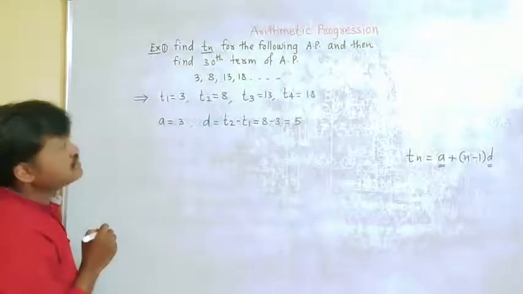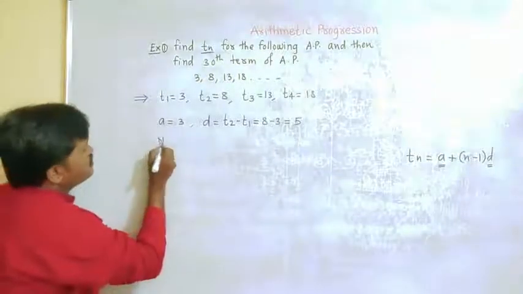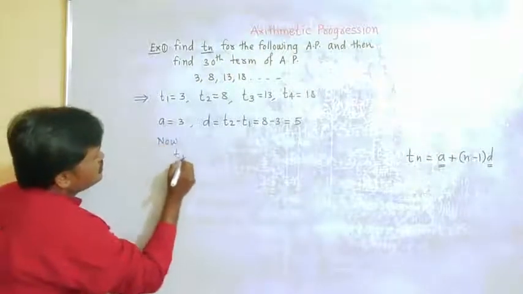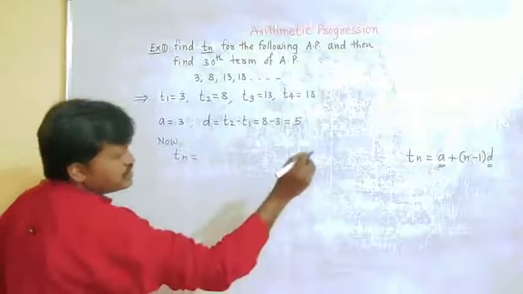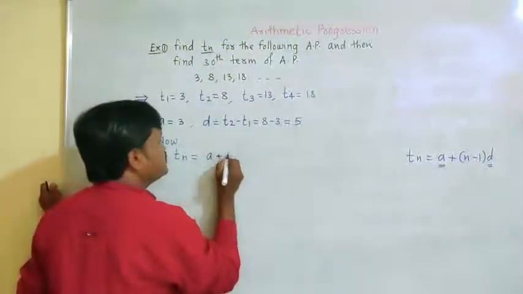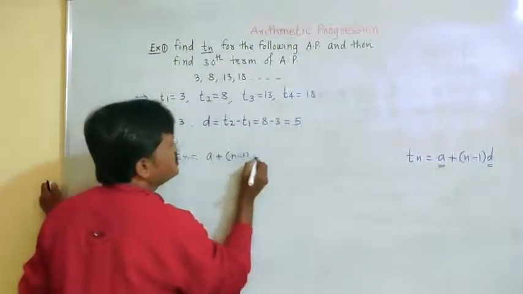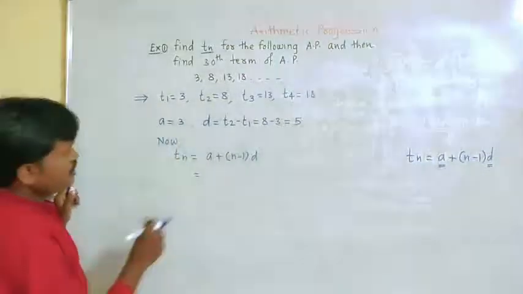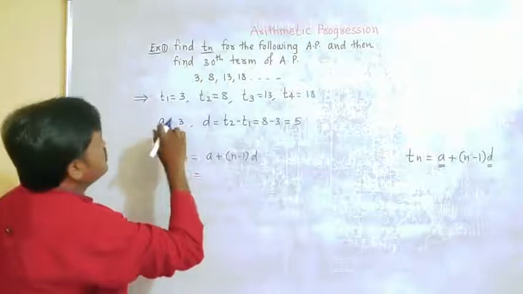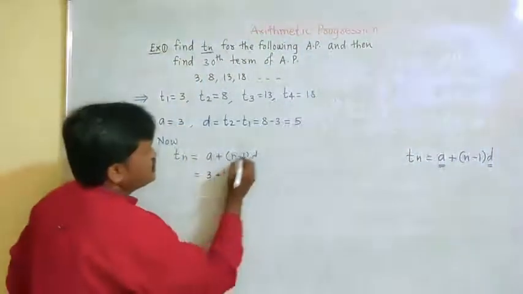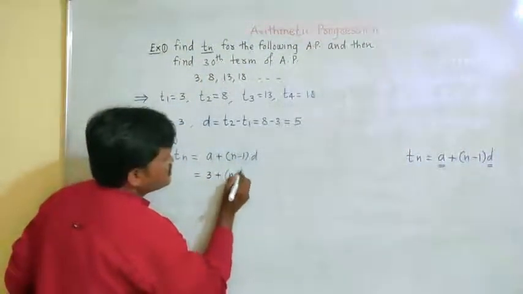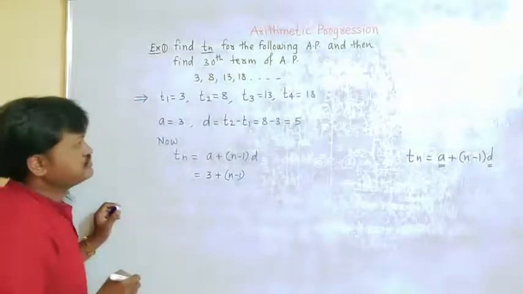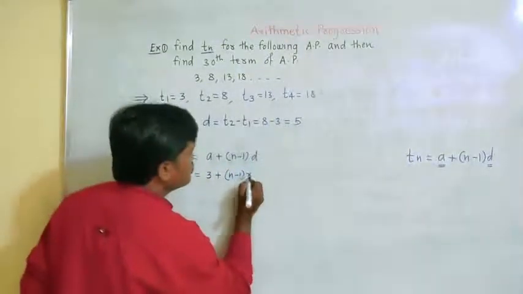Now we calculate Tn. Tn is equal to, you write your formula, a plus n minus 1 into d. Now put the values. A means how much? Here A is 3, plus n minus 1, you write same as it is, and write your value of d. How much is d? That is 5.